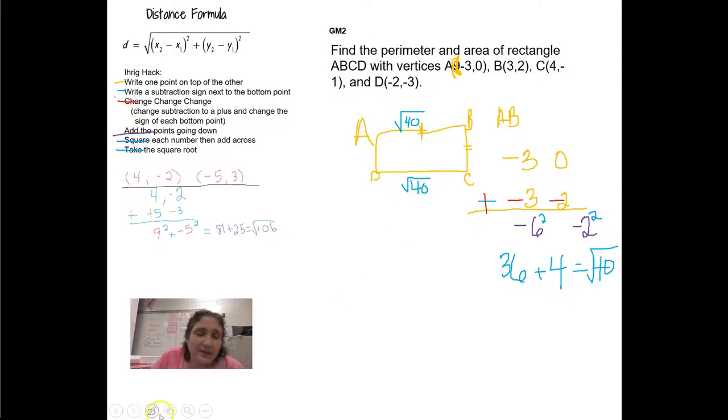Now we're going to do the same thing for BC. I'm not going to keep switching colors. I'm just going to go ahead and do it. BC, I'm going to write 3, 2 on top. I'm going to write 4, negative 1 on the bottom.